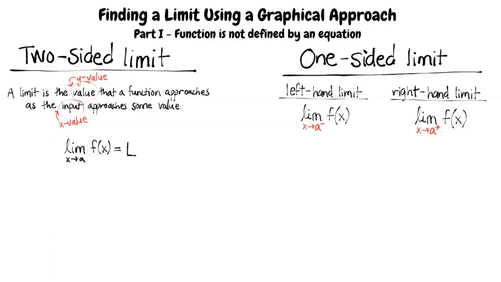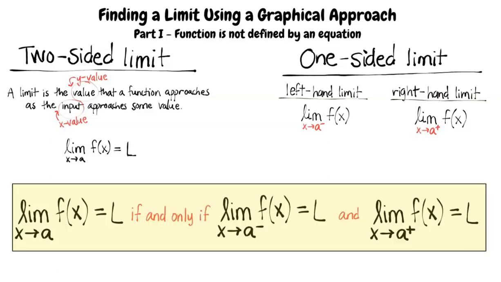The last thing we need to understand before moving on to an example is the following definition that relates one- and two-sided limits. This definition states that if the left-hand limit and the right-hand limit equal the same value, L, then the two-sided limit will also equal L.